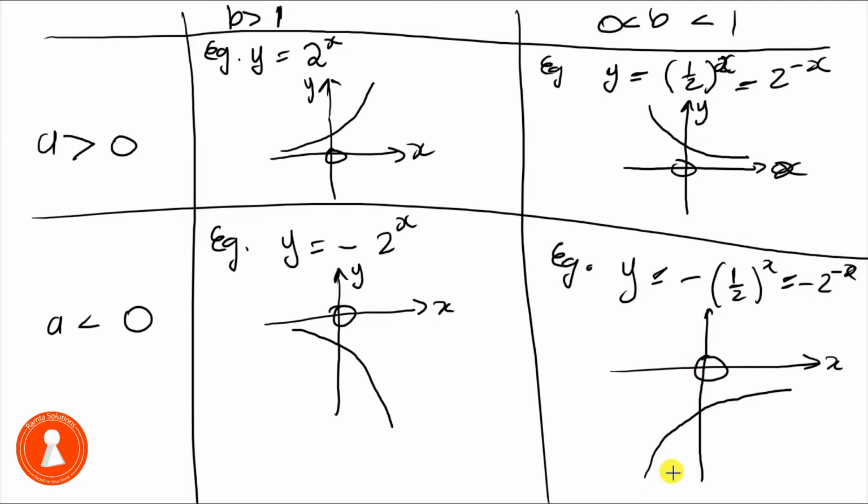Now this is how the graphs look. You can see that when a is positive, the graphs lie above the horizontal asymptote. When a is negative, they lie below the horizontal asymptote. Okay? Alright, so let me maybe generalize this in a way that would be clearer for you.